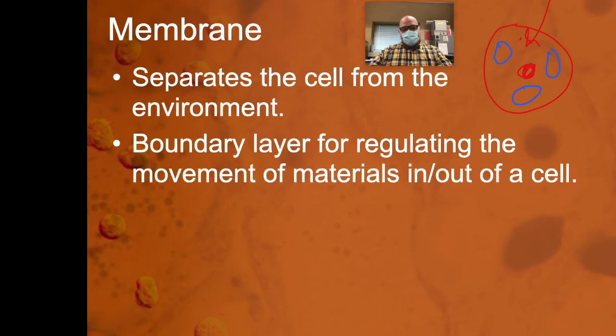The other thing it does is make a boundary for regulating what comes in and what comes out. We don't want every little thing that's out in the environment to come in. Some things we want to block and not let enter the cell. But there are some things we really want to come in, like nutrients and water. So we'll say, yes, you can come in, over here, no, you can't come in. It's a regulator for what comes in and what comes out.